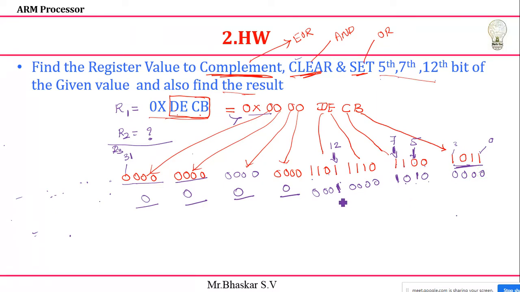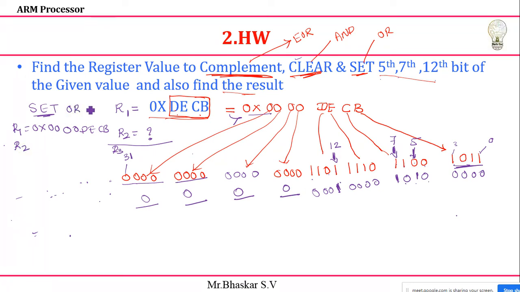What do I have to do? I have to do the OR operation. So here, remember the R1 value I am getting is 0x 0000 D and CB, for the set. What am I doing for the setting? Now I need to find out the R2 value. So what is the instruction I am going to use?